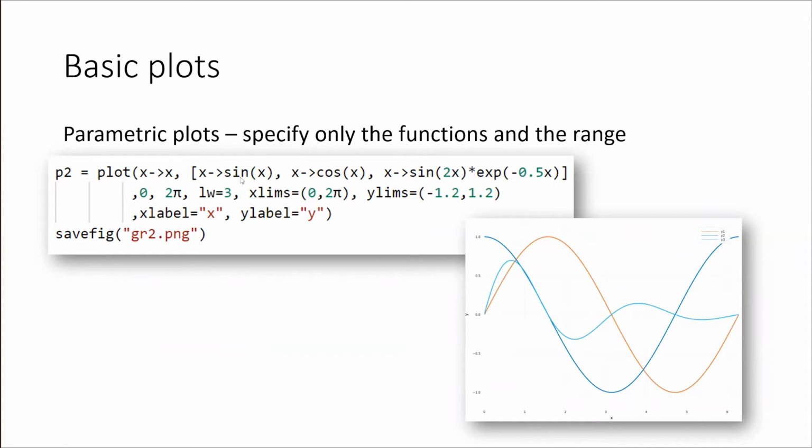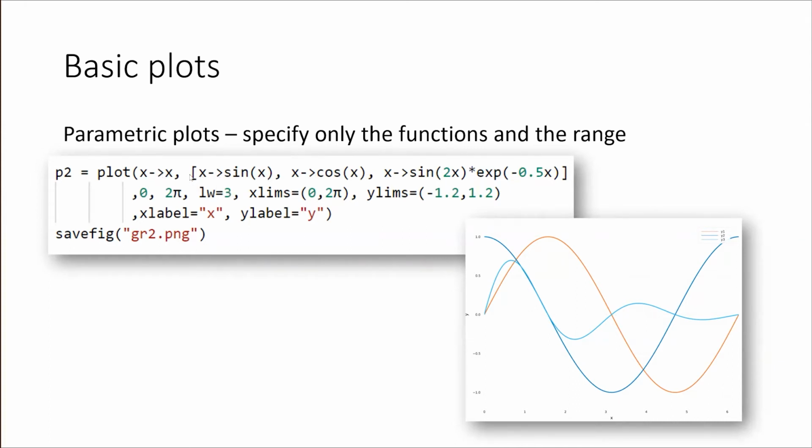For example, in this case, if you look at all the options, I'm plotting x with the arrow sign to a function. This is Julia's way to define a function in place, like an anonymous function. In this case, it's an array or list of anonymous functions. And this is a starting point, end point, line width, and then the limits of the x axis and y axis.